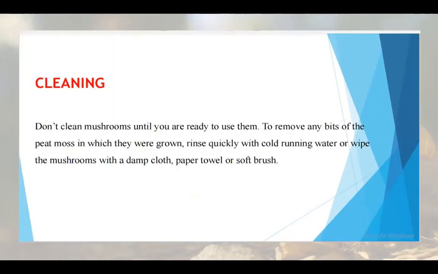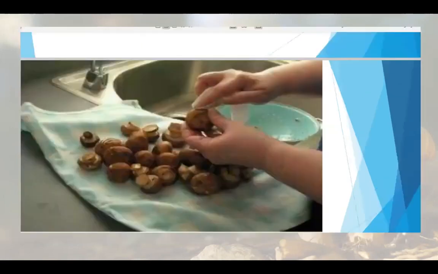Next, cleaning. After you have got the mushrooms, what you have to do? You have to clean it. To remove any bits of peat moss in which they were grown, rinse quickly with cold running water or wipe the mushrooms with a damp cloth, paper towel or soft brush. Here, as we are growing them in soil, right? So definitely soil particles will be sticking to the mushrooms. So you have to clean all that dirt, whatever is there, and then dry it with a damp cloth, paper towel or soft brush.